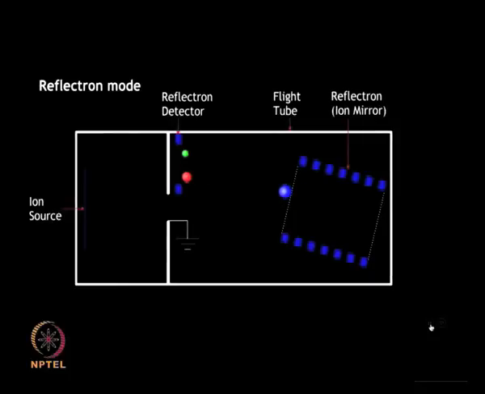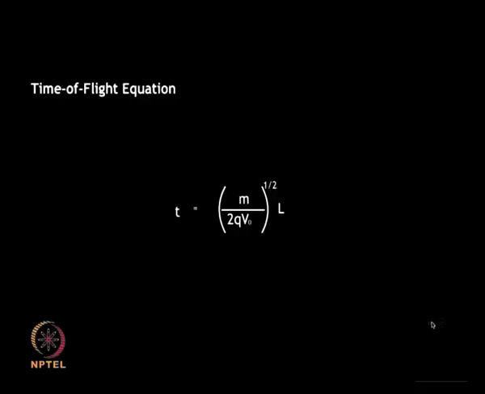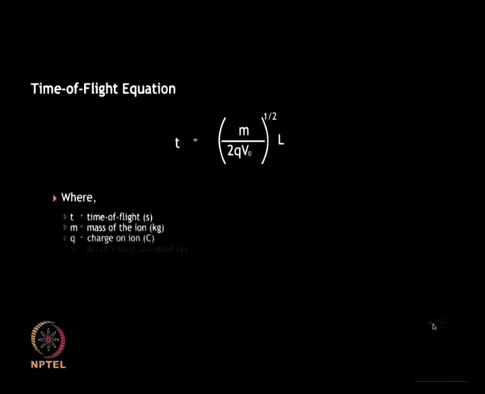So, rather than using very long time of flight tubes, by including the reflectron ion mirrors, we can increase the path length. This helps to even out any kinetic energy differences between the ions having the same mass and thereby improves the resolution. The time of flight of a charged ion can be calculated by means of the equation shown here. The flight time is directly proportional to the square root of the mass of the ion.